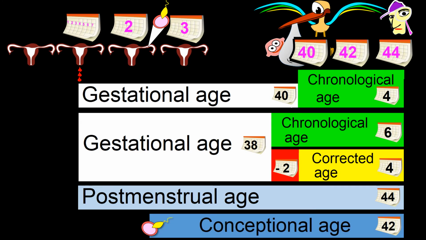more recently, since an increasing number of pregnancies are achieved by artificial insemination, in which the exact knowledge of the time of conception is known, conceptional age is often used to indicate the age of the patient from the time of artificial insemination to the time the patient is seen by the doctor. In this example, it would be 42 weeks.